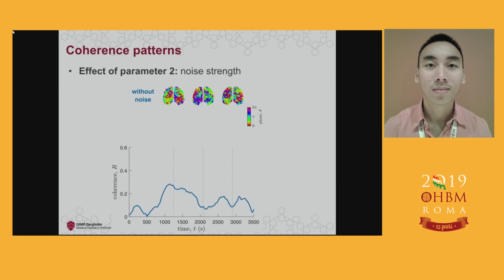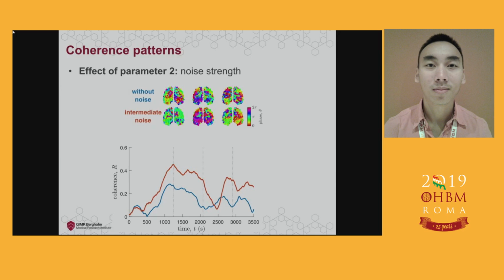So let's begin with the normal case. There's no perturbation at all. We have this level of coherence somewhere in the middle. Now, what happens if we increase the strength of noise? One would expect that, hey, it's going to destroy the coherence pattern, right? But we observe the opposite.